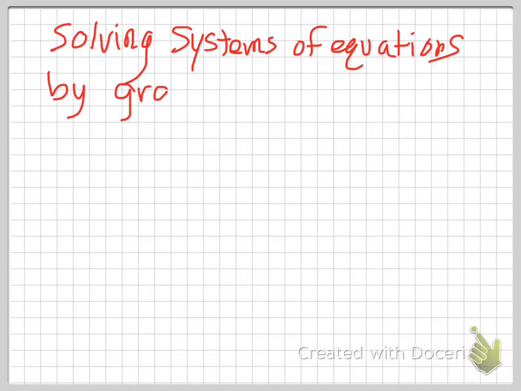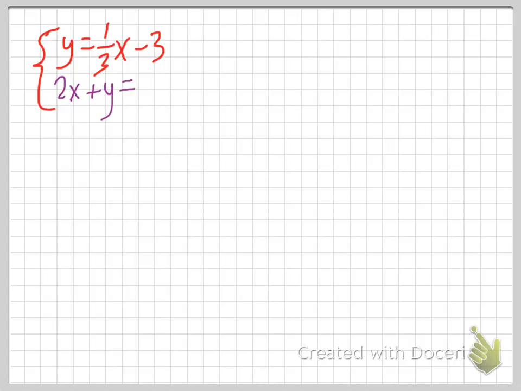By graphing. So we've done it algebraically, and now we're going to do it graphically. So I'm going to go to a new screen just because I know it's going to take a lot of space up for me on this thing. You're going to be given two equations. So you have y equals 1/3 x minus 3 and 2x plus y equals 4. So what you're going to want to do is graph these.